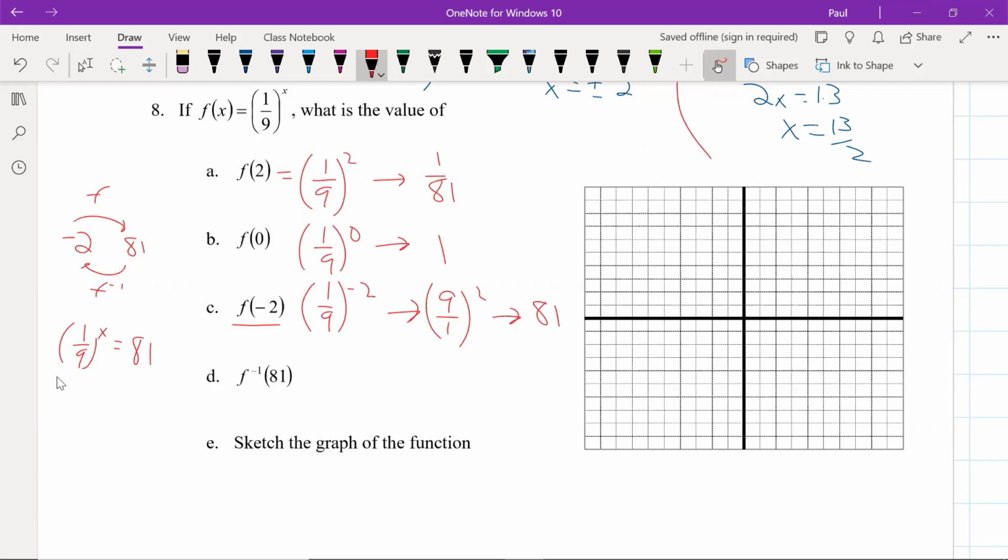So look here. All I've done here is change the role of the input and the output, right? Instead of raising 1/9 to the 81, I've set it equal to 81 to figure out what power I have to raise 1/9 to get 81. If you look at this little schematic up here, it's the same thing. I want the F inverse of 81, the number that I would have to plug into F in order to get 81.